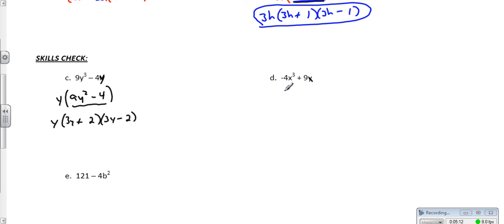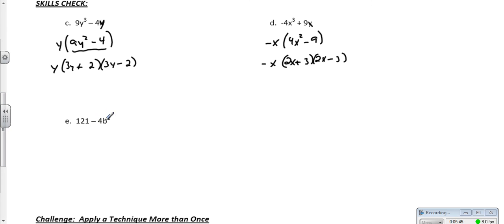So in this case, I'm going to take out a negative x, because notice it has to be a difference. So I'm going to take out a negative x, and that will give us a 4x squared minus 9. So now we have a difference of two squares again. If I factor that one, we get 2x, that's the square root of 4x squared, and a 3, that's the square root of 9, and different signs. So again, not too bad.